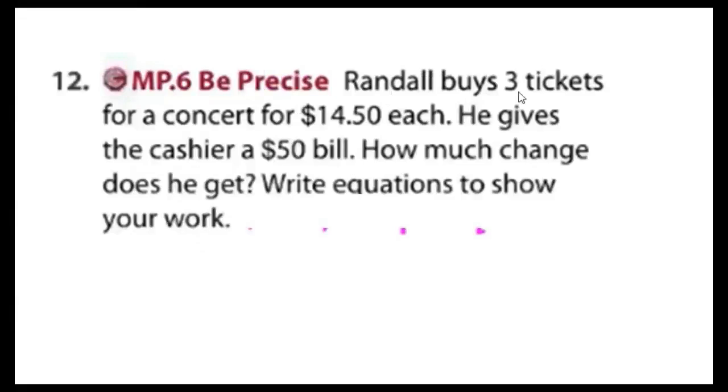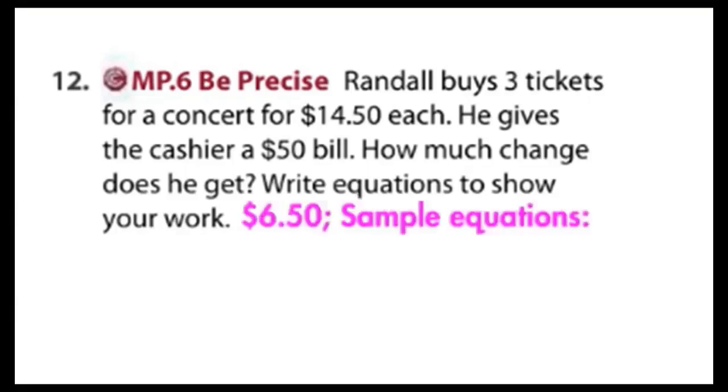Randall buys 3 tickets for a concert for $14.50 each. He gives the cashier a $50 bill. How much change does he get? Write an equation to show your work. I think the answer will be $6.50.